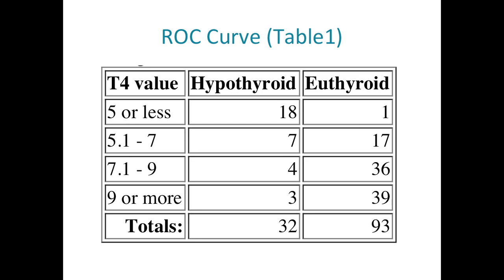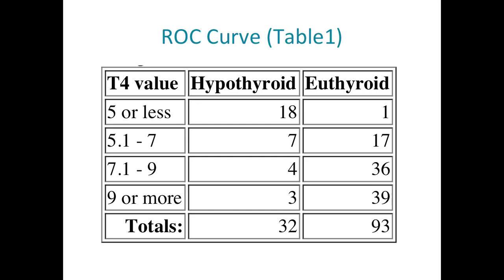So we observe that when the T4 value is 5 or less, in general, that's a scenario where the patient is going to have hypothyroidism. You see there that a T4 value of 5 or less is associated with 18 cases of hypothyroidism and 1 normal case. When the T4 value is between 5 and 7, it looks more like a normal setting, where 17 patients are normal and 7 patients have hypothyroidism. If we look into values between 7 and 9, it's even more radical, so most of the cases are normal, and 9 or more similarly.